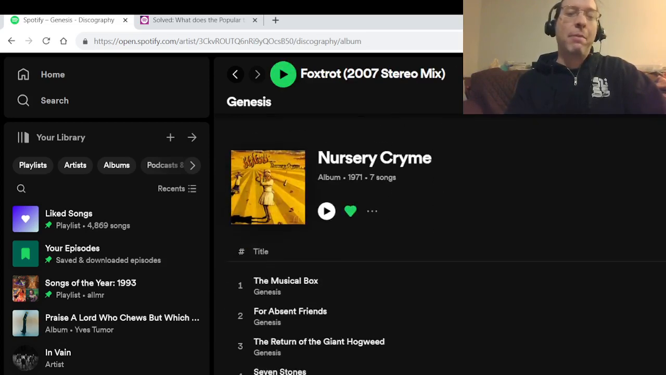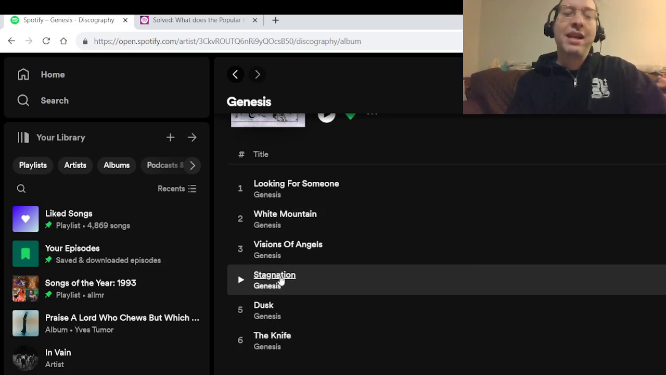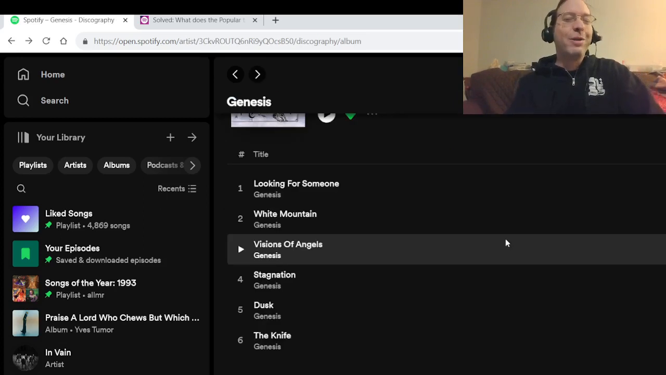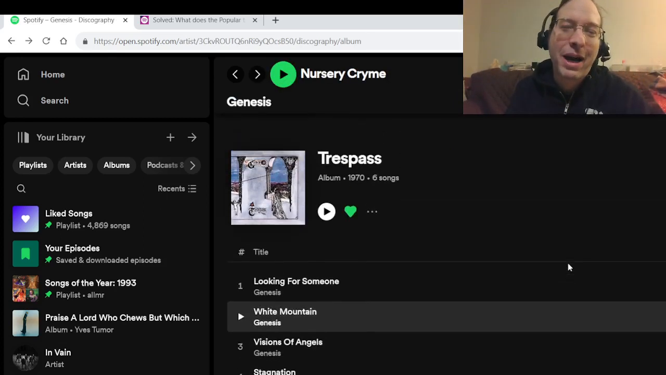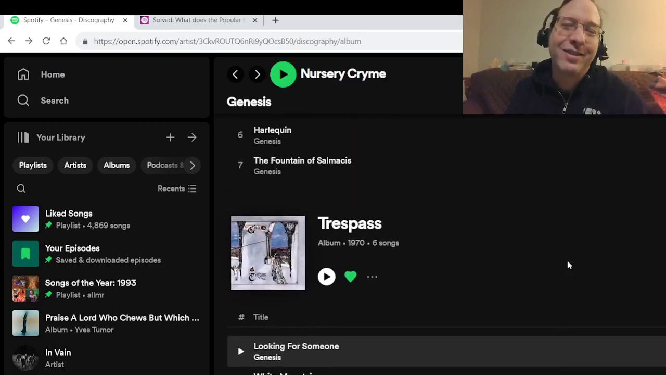Like, how many streams does Stagnation have? I don't know. Again, it's not a full gauge, but it's interesting to see some sort of more extensive charts on this stuff. 1.2 million. Yeah, that's a better question: how many streams do your favorite songs have? How many times have they been streamed on Spotify?